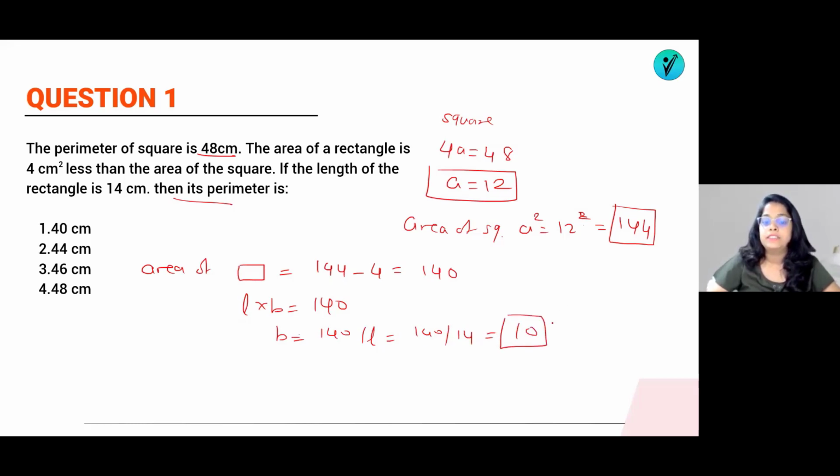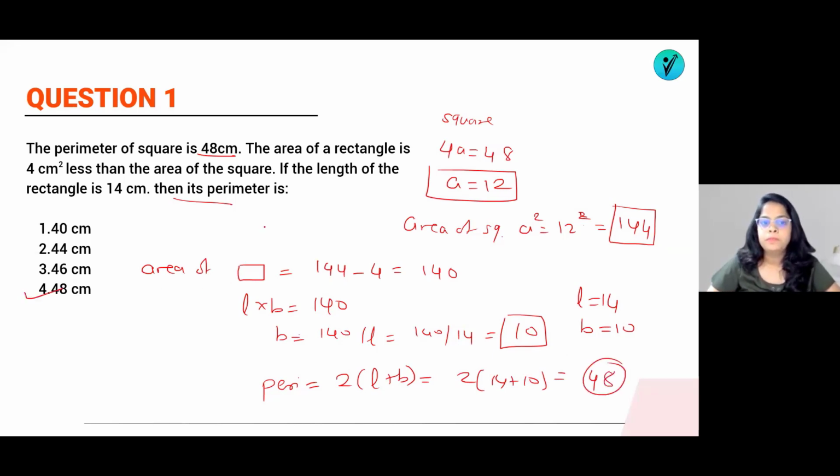So L is 14 and B is 10. So what will be the perimeter? Perimeter will be equal to twice of (L plus B), that means twice of (14 plus 10). So 14 plus 10, 24. 24's double will be 48. So the perimeter of the rectangle will be equal to 48 centimeter.